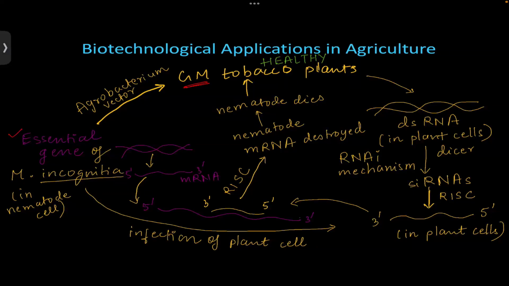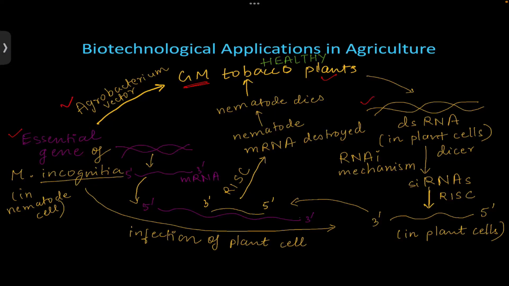incognitia. So they took one of those essential genes and, using an Agrobacterium vector, introduced it into the tobacco plant cells and ultimately created genetically modified tobacco plants. Now, the introduction of this gene is such that it will create double-stranded RNAs.